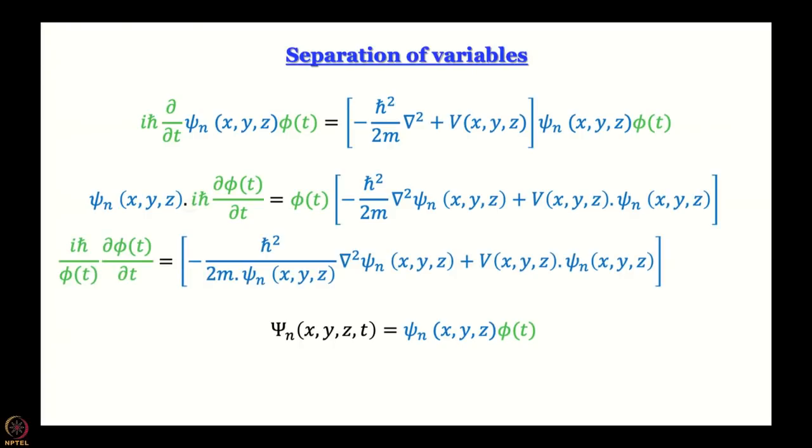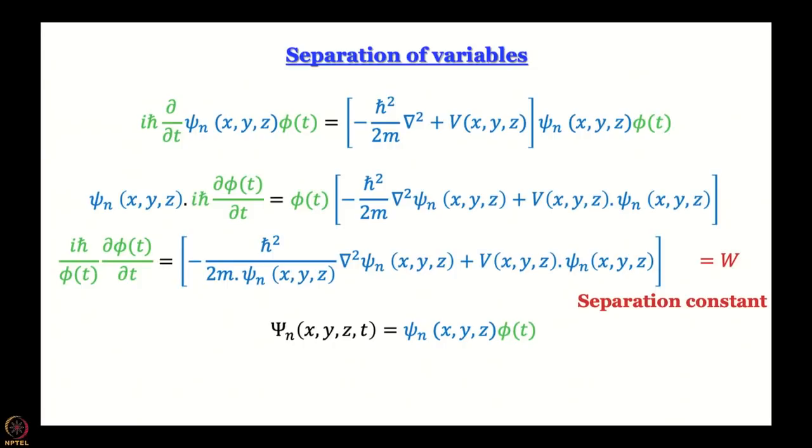Then when we do a little bit of simplification, just dividing by the wave function on both sides, we see that the left hand side is completely green and the right hand side is completely blue. The left hand side is purely in terms of time, space independent, and the right hand side is purely in terms of spatial coordinates, time independent. Now the left hand side is supposed to be dependent on time, the right hand side on space, and they are equated, which means we do not have a variation. Both would better be constants, otherwise you cannot equate a space dependent part to a time dependent part. This constant W is called the separation constant.